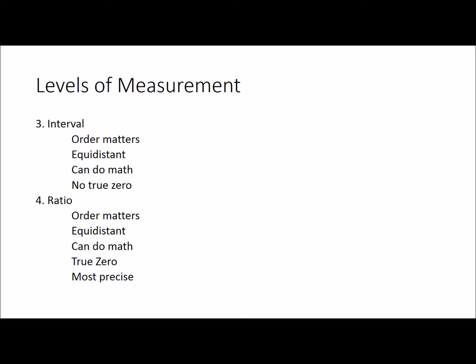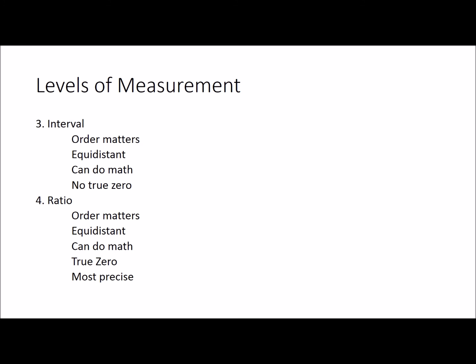But with ratio, true 0 does mean nothing. An example would be if you have a bank account and you have 0% interest, you have no interest. There is no interest there. That would be a ratio level of measure. So in determining which is which, ask yourself, does 0 mean nothing? If 0 means nothing, you're talking about ratio. If 0 means something other than nothing, we're talking about interval. And that's important as far as the interpretation of what you're looking at.